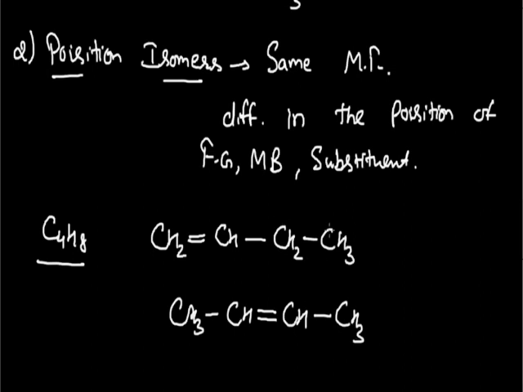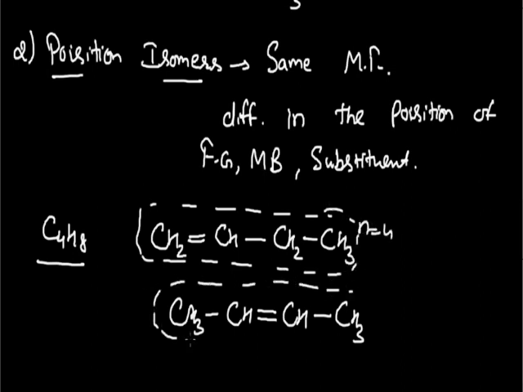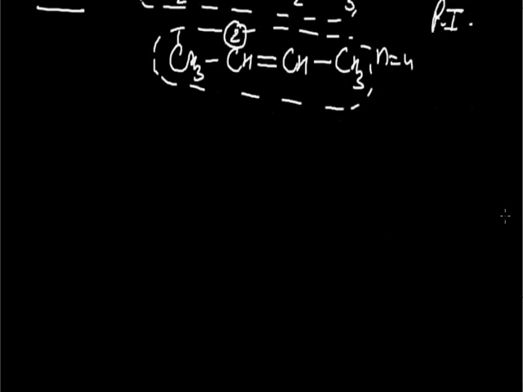Now for these two structures, if we count the total number of carbon atoms in the parent chain, the number of carbon atoms is 4 in both cases, but the difference is in the position of the multiple bond. In the very first structure, the multiple bond is at the first position, while in the second structure, if we number the parent chain, the multiple bond occupies the second position. These two structures, which differ in the position of the multiple bond, can be termed as position isomers.